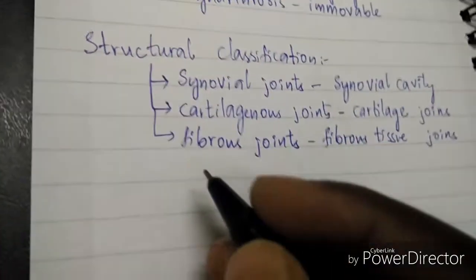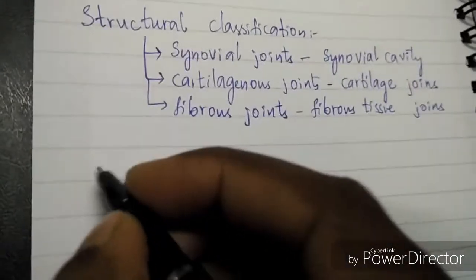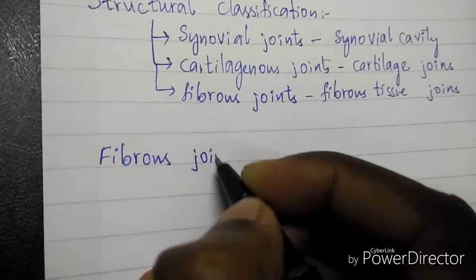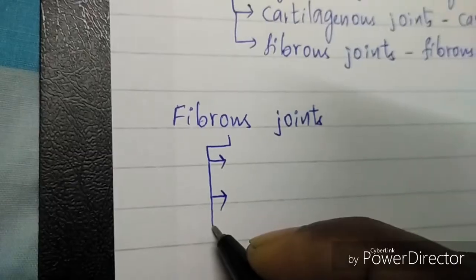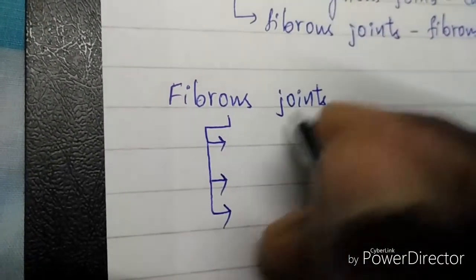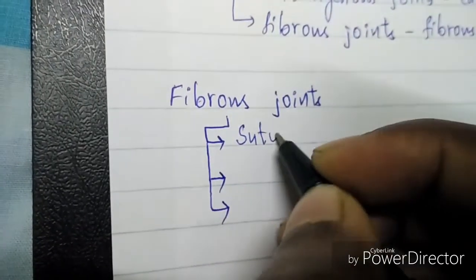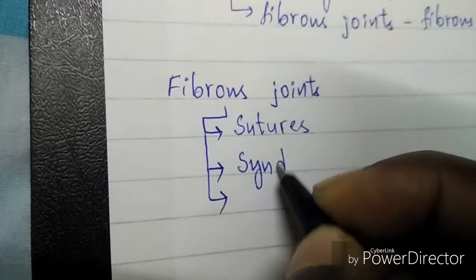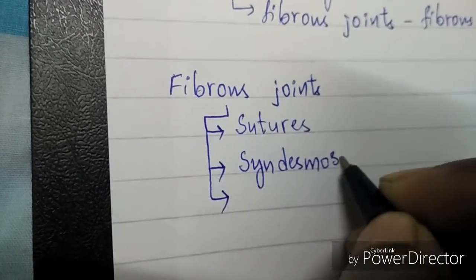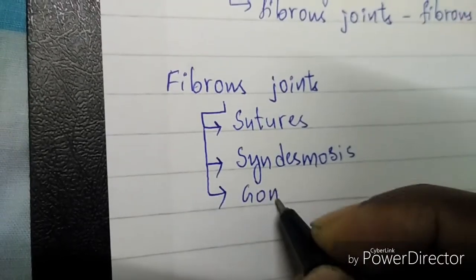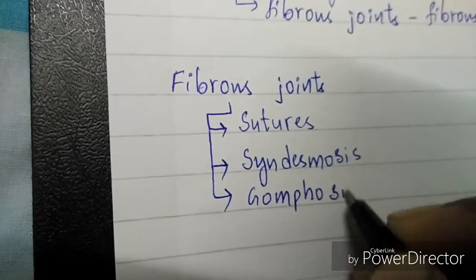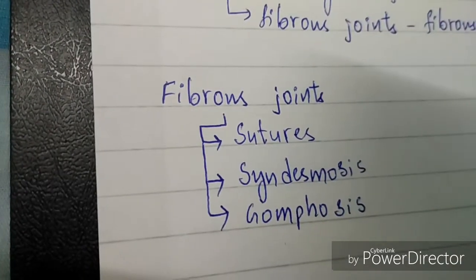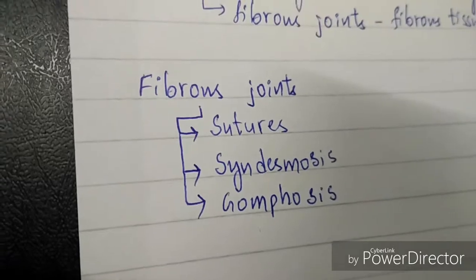Now, let's go the easier way. Let's start with fibrous joints. There are three types of fibrous joints. They are sutures, syndesmosis, and gomphosis. So, fibrous joints are sutures, syndesmosis, and gomphosis.